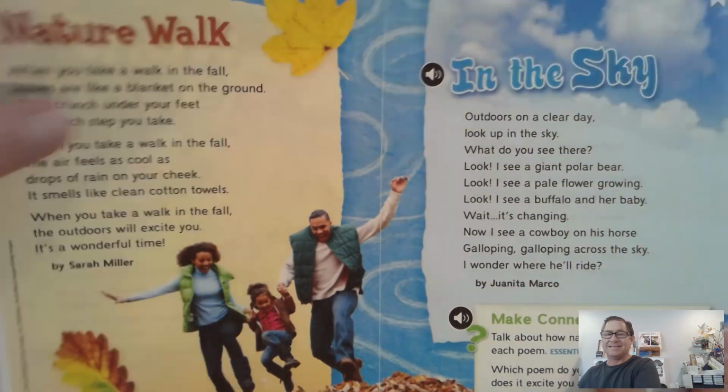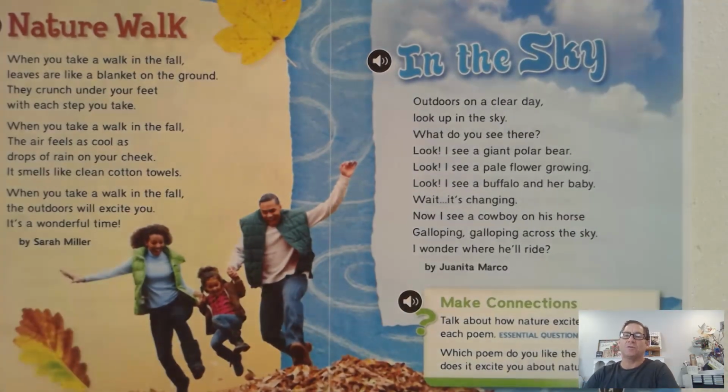Alright, let's look at In the Sky. Outdoors on a clear day, look up in the sky. What do you see there? Look, I see a giant polar bear. Look, I see a pale flower growing. Look, I see a buffalo and her baby. Wait, it's changing. Now I see a cowboy on his horse, galloping across the sky. I wonder where he'll ride. Okay, that's another example of a free verse poem.